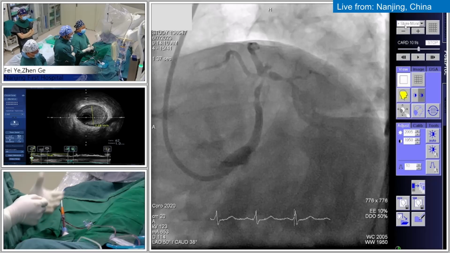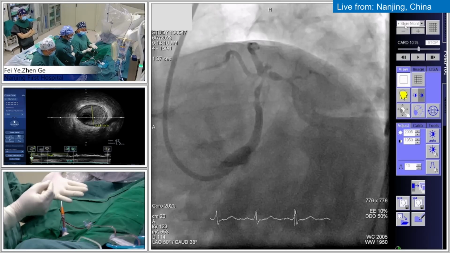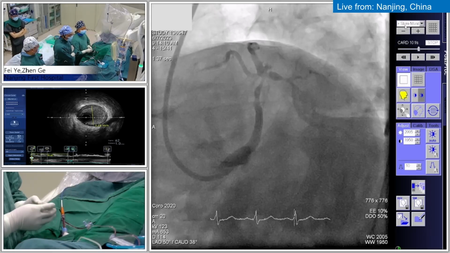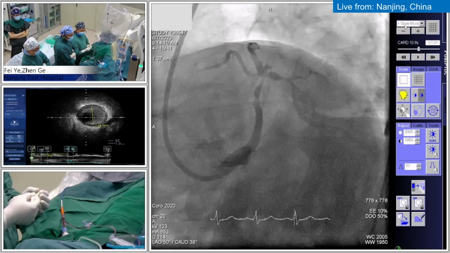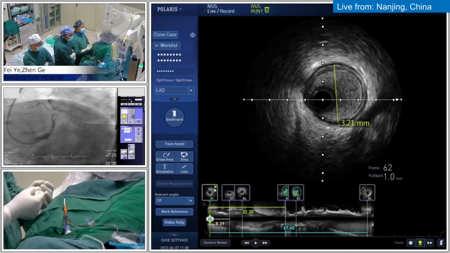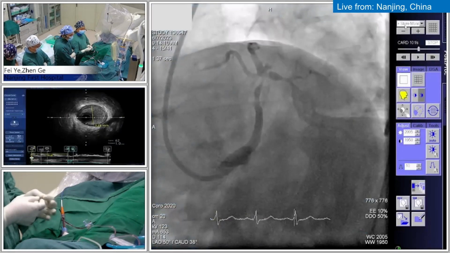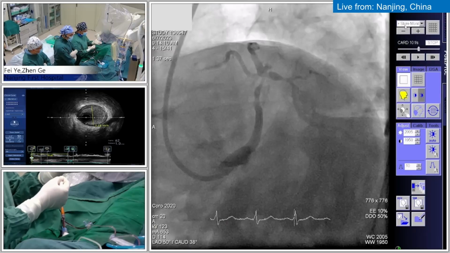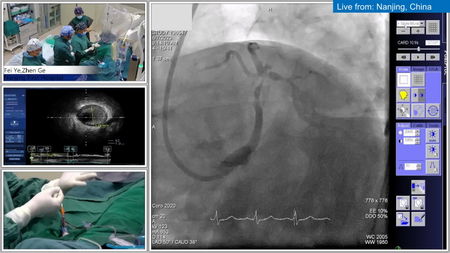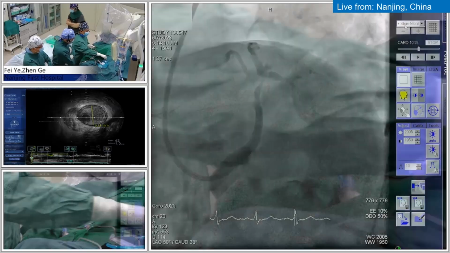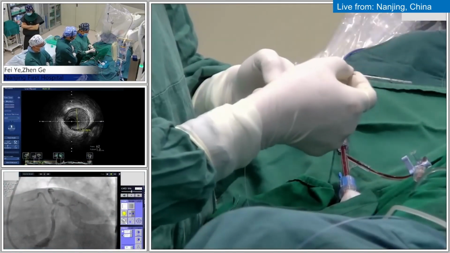Shaping the wire is important for this patient. Could you zoom in on the tip of the wire? I want to use the Runthrough wire to shape two curves for this wire. Can you use your hand as a background? We can show you. It's a two curve, and we can see it clearly here. So, a double angle at the tip of the wire.